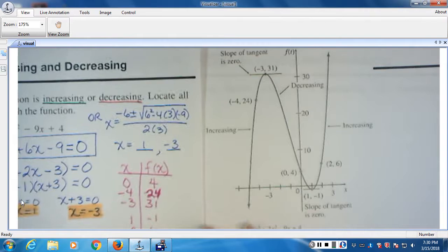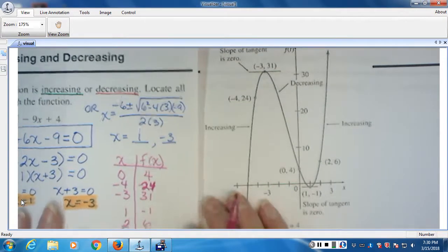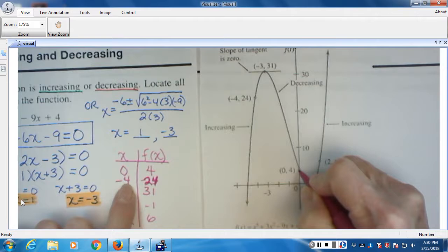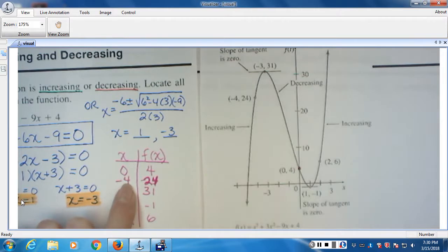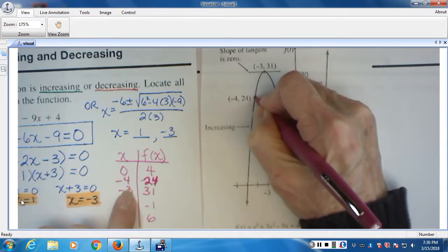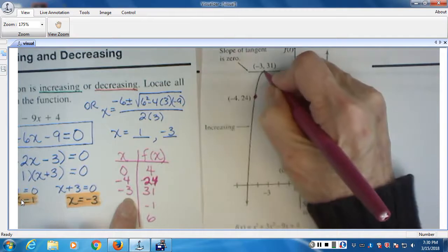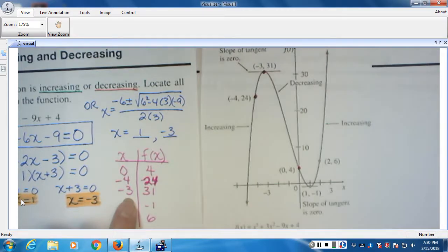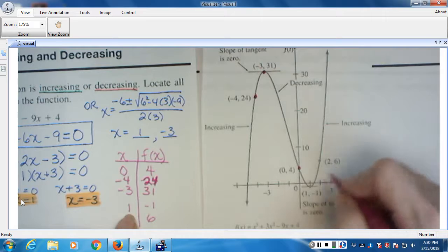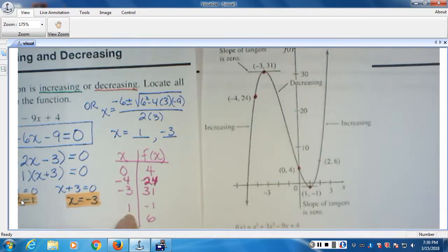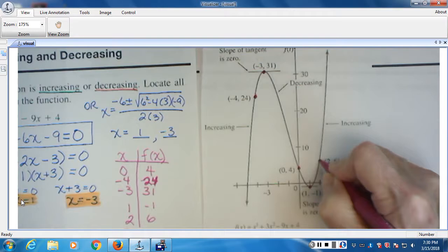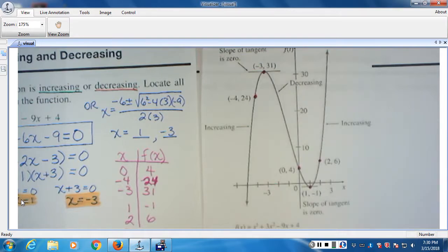I've got the graph of the function because I have plotted the point 0, 4. I'm sorry, it's 0, 4. I plotted the point 0, 4 from the original function. I have plotted negative 4, 24 on a piece of graph paper. I have plotted negative 3, 31. I have plotted the point 1, negative 1. And I've plotted the point that corresponds to 2, 6.